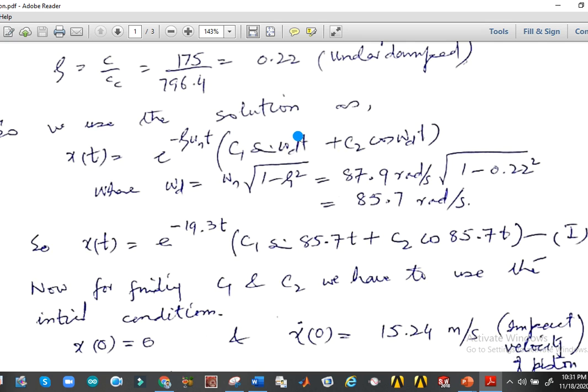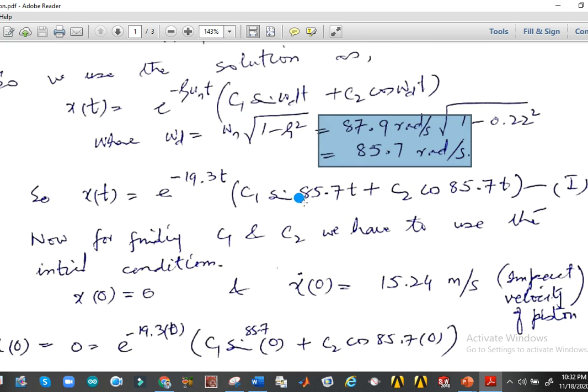What is omega d for the underdamped case? Omega d is equal to omega n into square root of 1 minus zeta square. So zeta is already known, so we can find the value of omega d because omega n is also known. So omega d is equal to omega n into square root of 1 minus zeta square. So this value of omega d is equal to 85.7 radians per second.